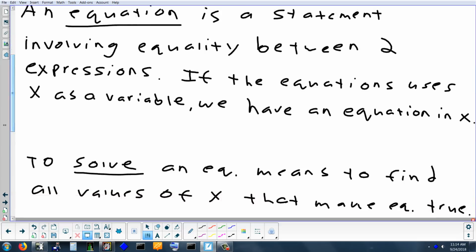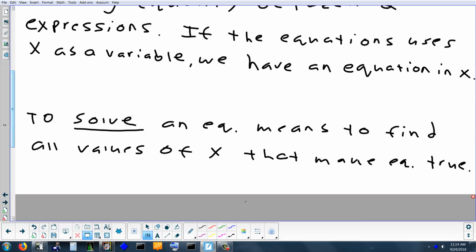Again, if you know this, you don't have to write that, but when you solve an equation, it means to find all the values that make it true. So if you had something like 2x = 12, it says solve, you're finding the value of x that, if you plug it back in, makes it true. So you're trying to make this the same as the right side. So if you let x equal 6, that would work.